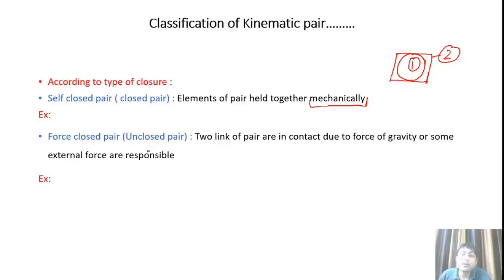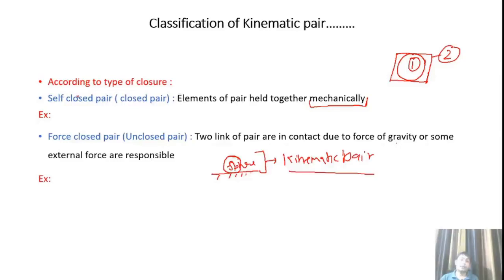Force-closed pair: 2 links or pairs are in contact due to the force of gravity or some external force. The external force may be in the form of a spring. Now let's take an example of a door closure.